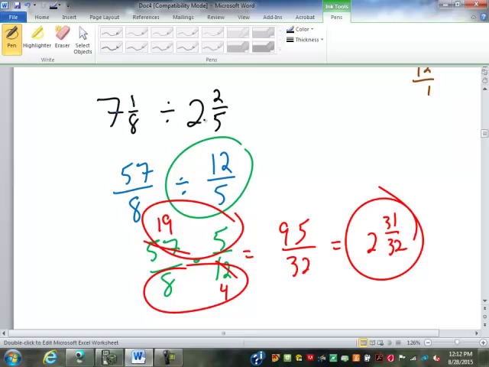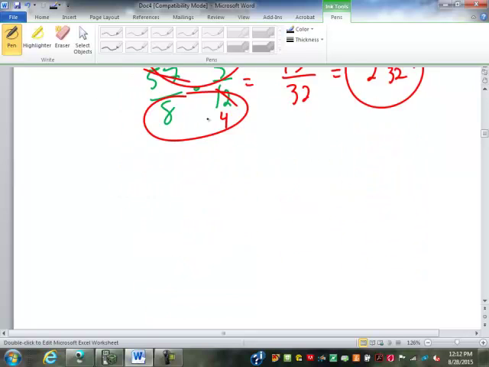Everybody feel okay doing the fractions by hand? Okay.